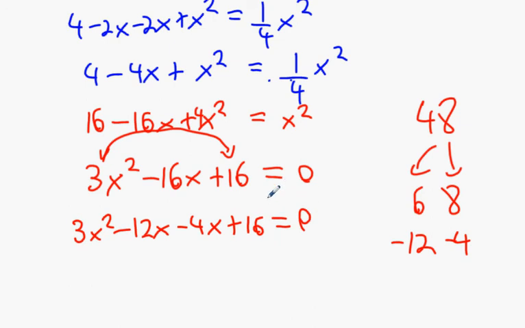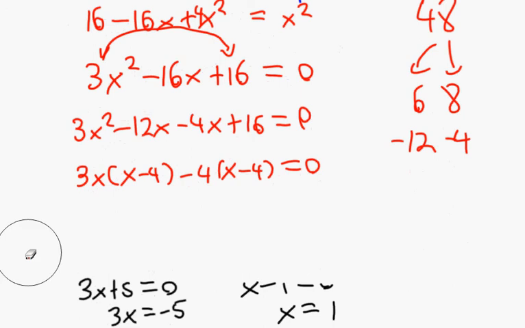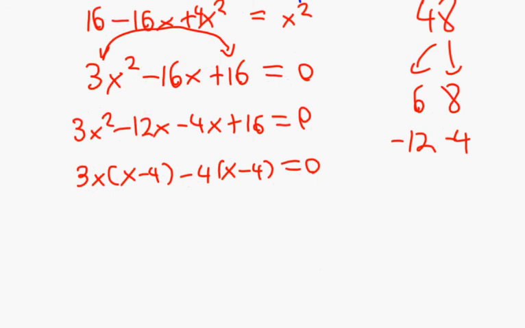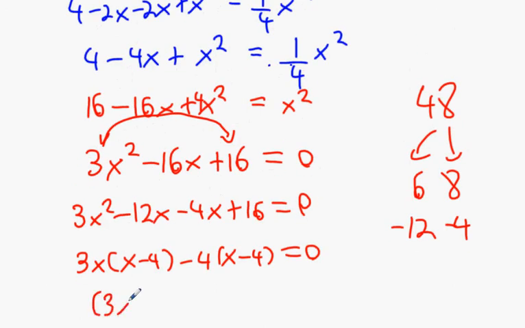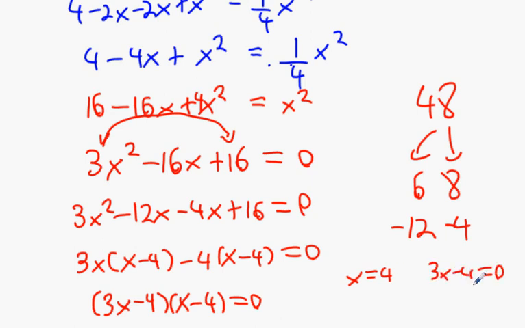Okay. And then after that, 3x bracket x minus 4, minus 4 bracket x minus 4 equals 0. And after that, x equals 4, yeah? 3x minus 4 equals 0. 3x equals 4. x equals 4 over 3. Okay.